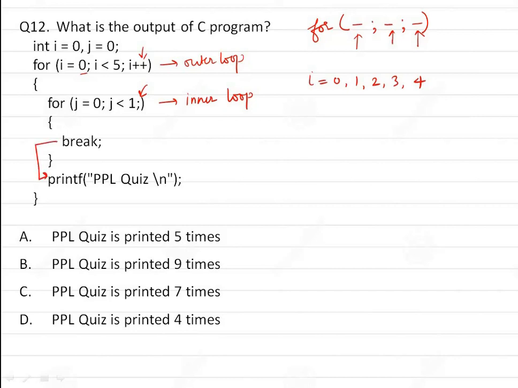Because of this reason, as you can see, this outer loop is executed 5 times, and the effect of this inner loop is nothing. It is not printing anything. This loop will be executed once, and within the loop there is a break statement, so we will come out and this printf statement will be executed. So this printf statement will be executed 5 times because of this outer loop which is executing 5 times. That is why the correct answer is PPL quiz is printed 5 times.